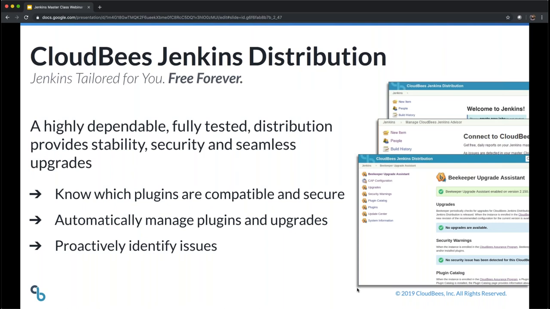You can get it on your open source instance, and then it comes installed by default on what you're seeing here now, which is called CloudBees Distribution. This is also a free offering that we have. It's our rock solid version of Jenkins that we fully tested. It's dependable, and it's going to give you increased stability, security, and then of course seamless upgrades out of the box with some proprietary add-ons that we have in the distribution. Some benefits there: knowing which plugins are compatible and secure, which in a land of 1600 plus can be difficult. Automatically managing plugins and upgrades. So something like Beekeeper Upgrade Assistant and CloudBees Assurance Program are the two big proprietary plugins from CloudBees that come baked into the distribution and help you manage those upgrades and plugins automatically. And then Advisor, as you saw on the previous slide, comes installed by default in the distribution. So you can get those detailed email reports and get in front of issues before they intensify.